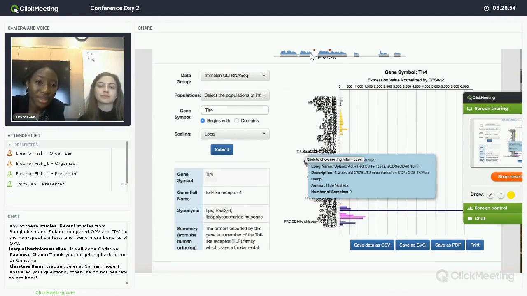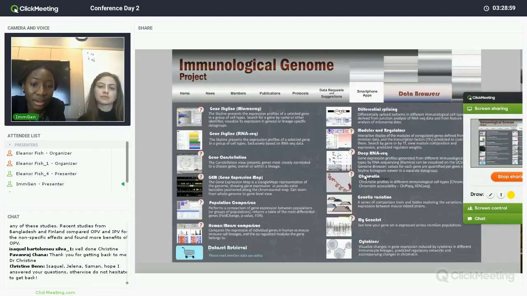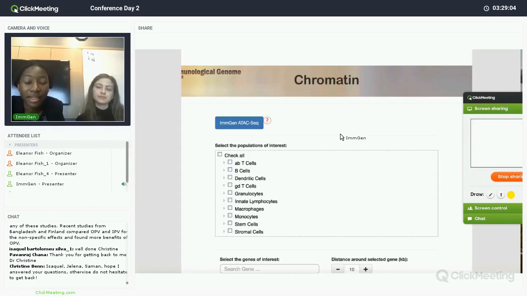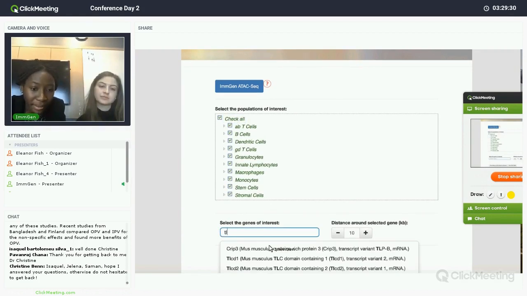So the next application that we are going to look at is the Chromatin Explorer. And as Ali mentioned, this was generated by the ATAC-seq dataset, and over 100 cell populations were profiled. So this mainly tells you about chromatin accessibility of a particular gene neighborhood, and it gives you detailed information on the significant peaks in that particular region. So let's say we do TLR4 again.